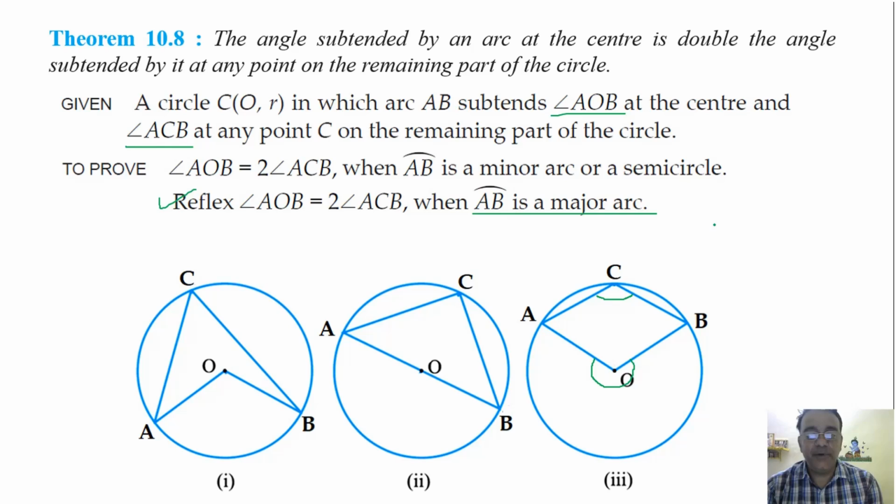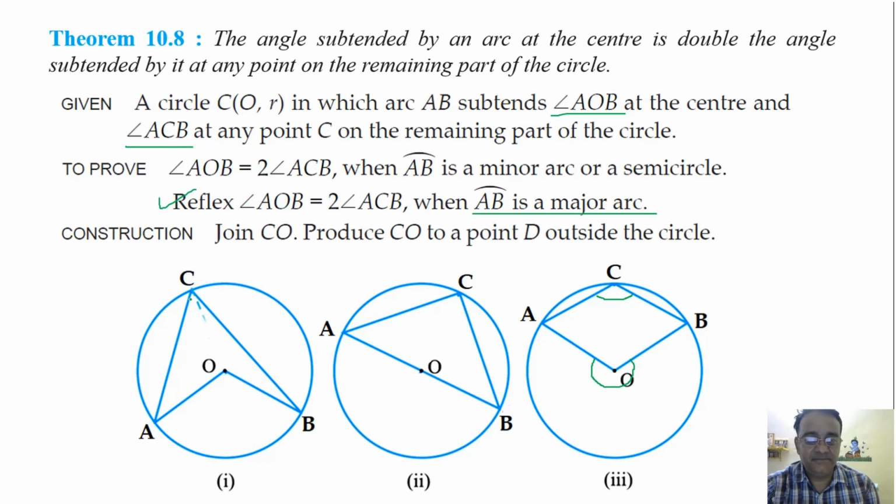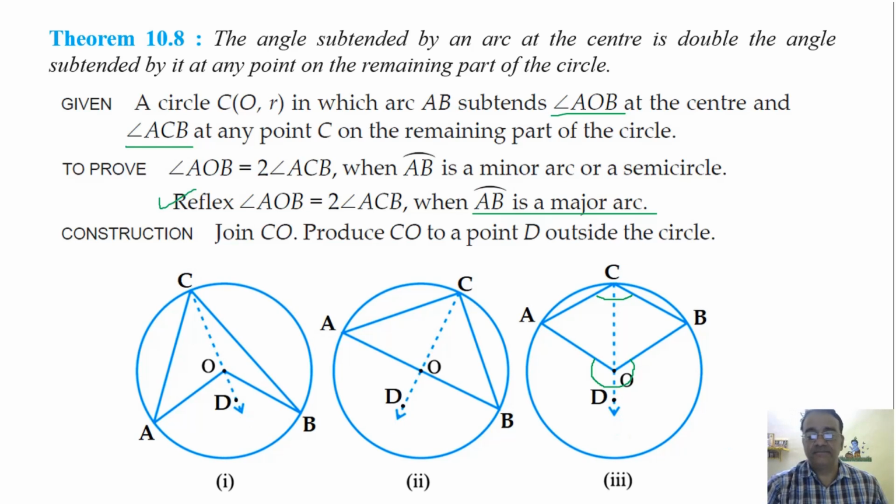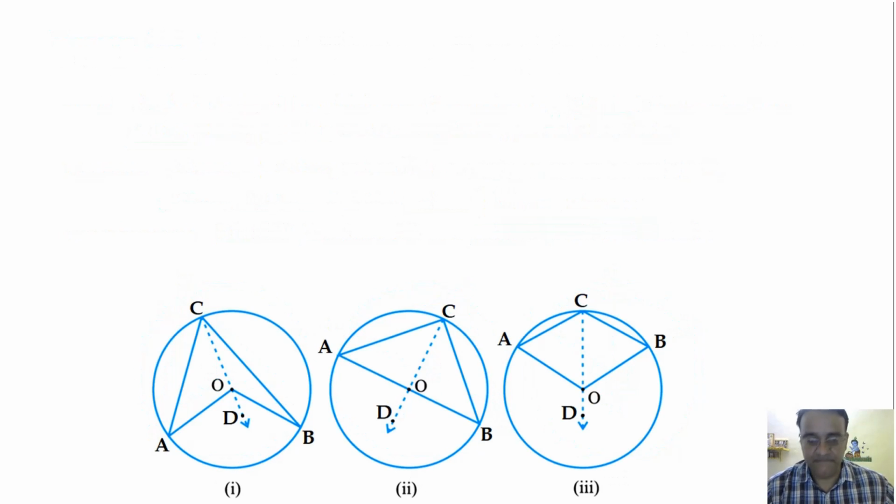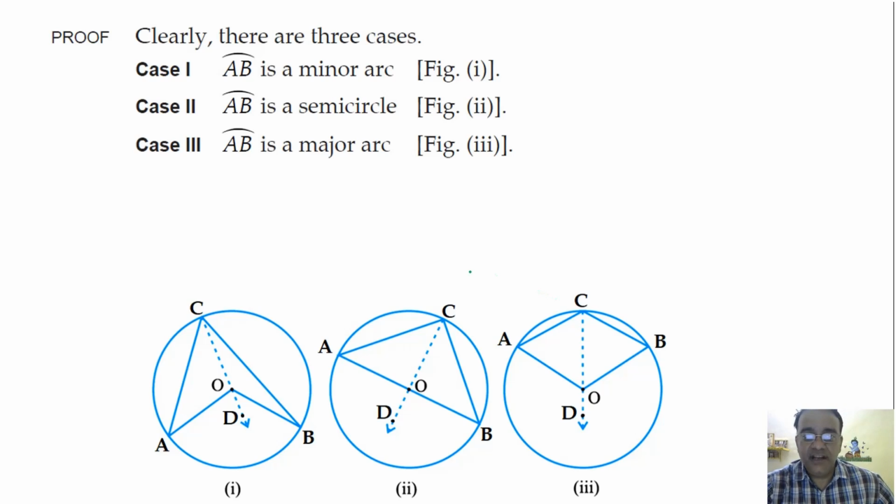यहाँ पे हम लोग कंस्ट्रक्शन जो है वो कॉमन करेंगे. We will join CO and we will extend up to D. Right? C देखो यहाँ तक D तक extend कर दिए और इसको भी join करके extend कर दिए. So we'll get this figure. Any doubt till construction? No, sir. Okay, now proof part. So we have three cases.